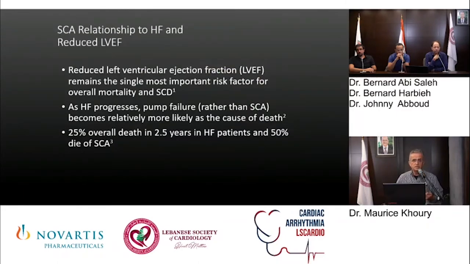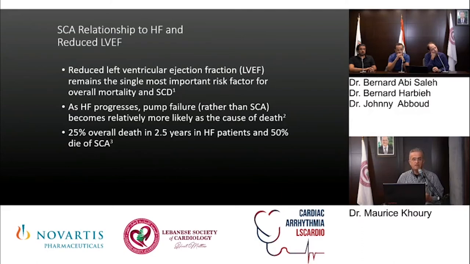Another important point is the ejection fraction. So this patient has a low ejection fraction. And when you have a low ejection fraction, you have to remember a very important relation between sudden cardiac arrest and reduced LV ejection fraction. We know that low ejection fraction is still the single most important risk factor for overall mortality and sudden cardiac death, except when the heart failure progresses to class 4 and very advanced, where pump failure becomes more important. And this will be discussed in the coming few slides.